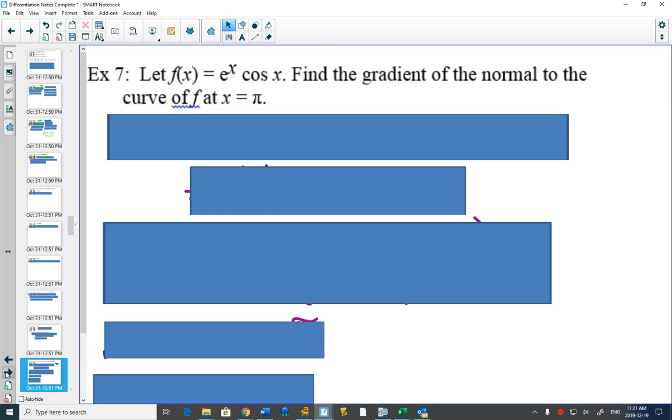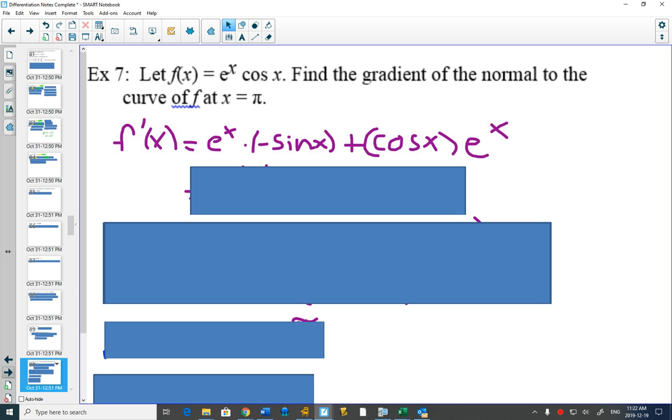We've got our function, and we want to find the slope of the normal at x equals pi. If you find the derivative, that finds the slopes of your tangents. So again, the first thing we're going to find is our derivative. You get another 10-second head start. How did you do?